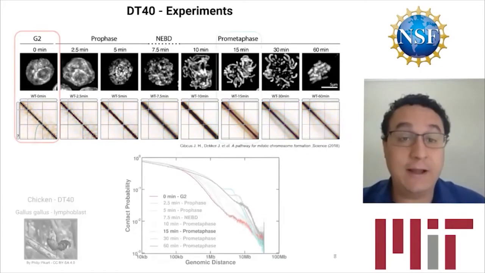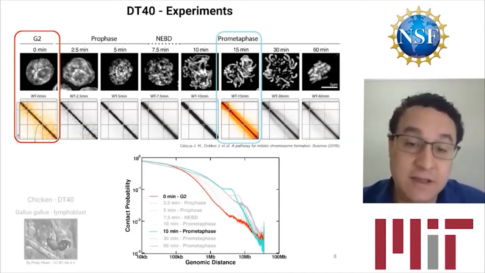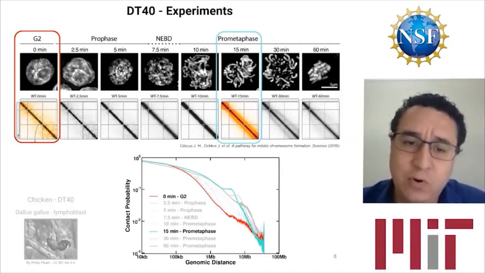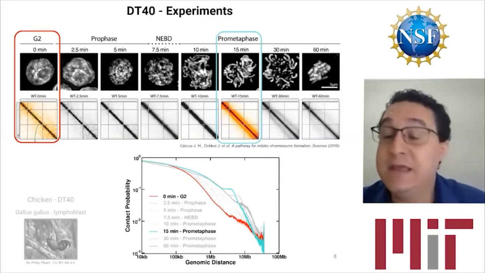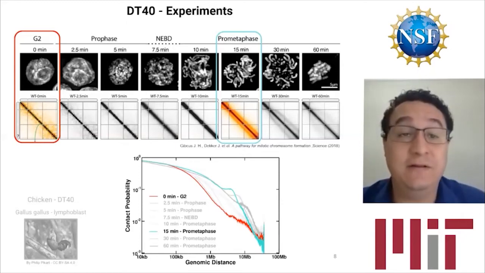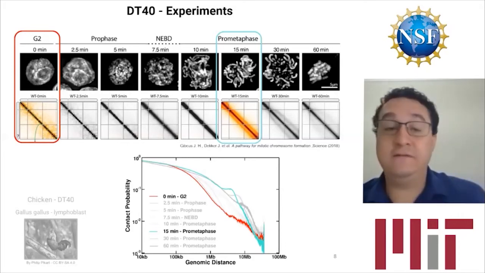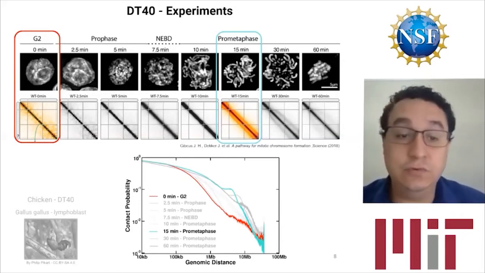Okay, so I will point out the difference between those two, one in interphase and one at 15 minutes, the prometaphase. This little bump that you can see in the scaling of the prometaphase is related to the second diagonal that you can see in the Hi-C maps. This was also a very nice finding: after the nuclear envelope breaks down, you have the action of condensin, and this is related to this bump.